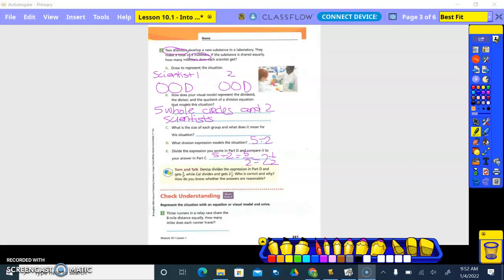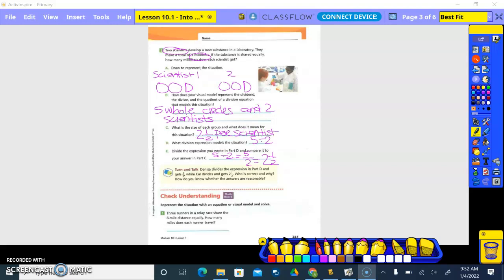What is the size of each group and what does it mean for the situation? We had 2.5, right? Per scientist. Because we could easily divide up 4, and do 2 and 2, but then we had 1 extra circle, right? So we had to take that circle and do what? Split it in half and give 1/2 to one scientist and 1/2 to the other scientist, correct?